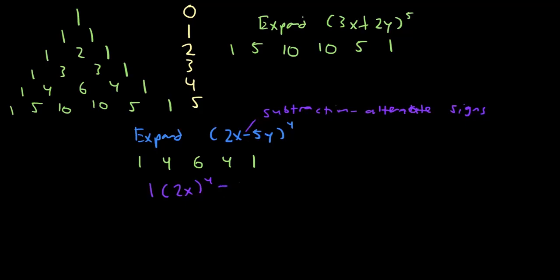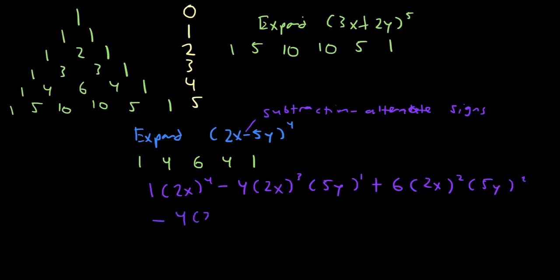So we're going to subtract 4, which is our next coefficient, times (2x) cubed, (5y) to the first power, plus our next term is 6 times (2x) squared, (5y) squared. And we're going to subtract again, minus 4 (2x) to the first power, (5y) cubed. And we're going to plus 1 times (2x) to the 0 power and (5y) to the 4th power.